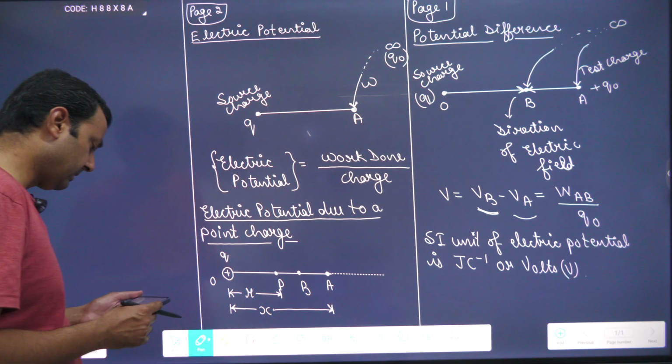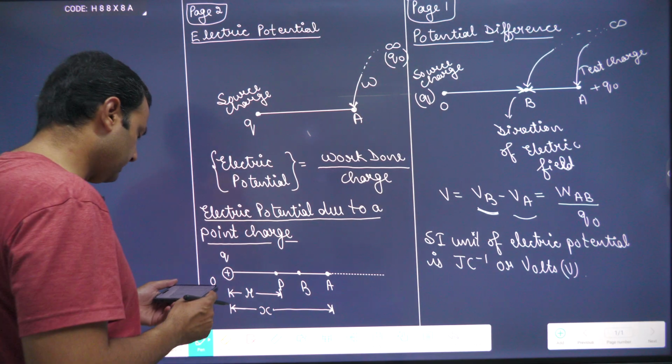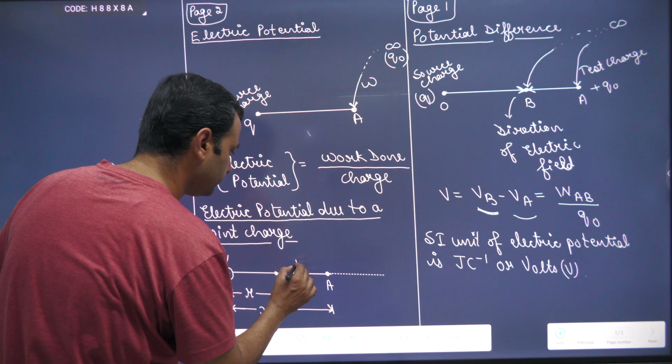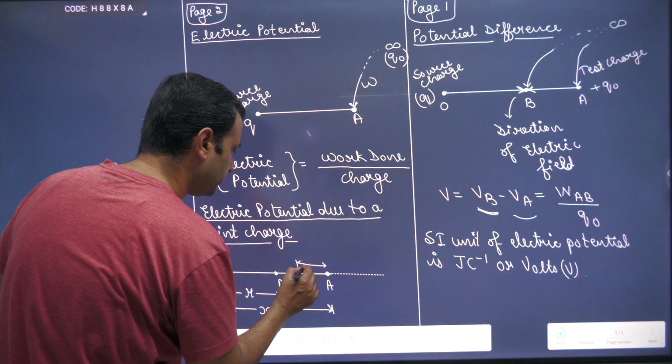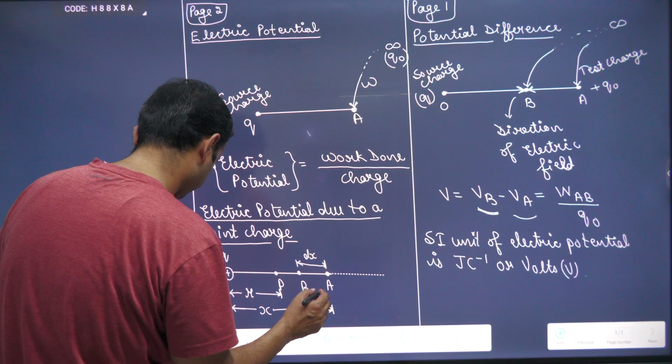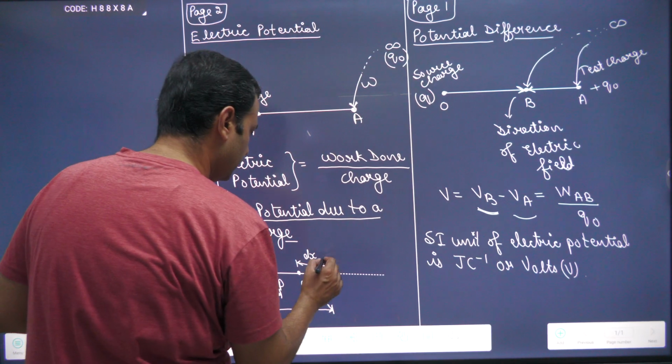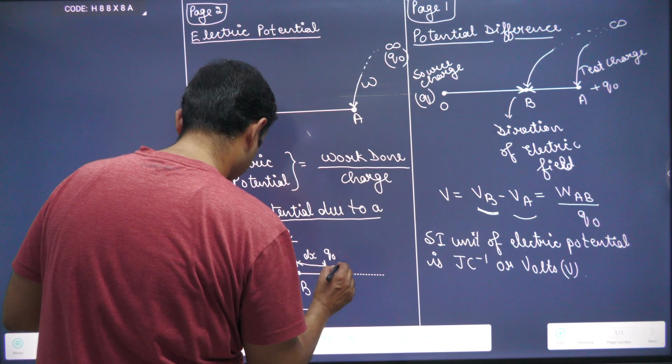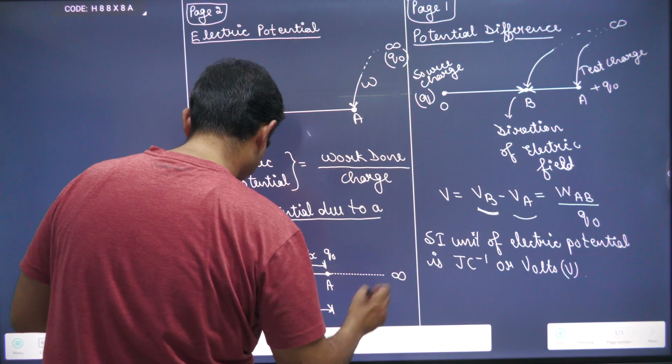Distance between O and A is x. Distance between A and B is dx. Okay, and write q naught here, write infinity here.